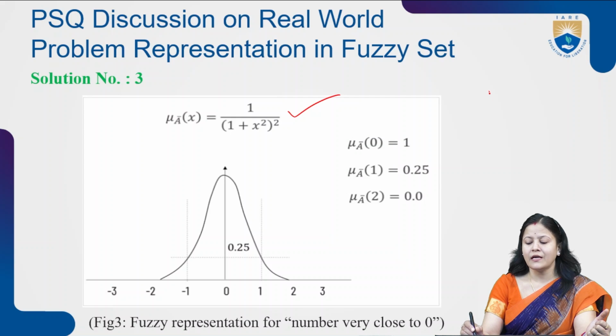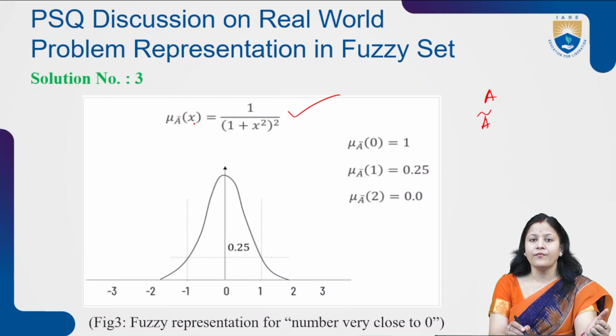If A is the set, then the fuzzy set would be A tilde. So mu of A tilde of x, for any value of x, the membership value would be 1 by (1 plus x square) whole square. Now you see the graph here. 0 is the middle point. The X-axis represents the crisp values. To the right side of 0, 1, 2, 3 is given, and on the left side 0, minus 1, minus 2, minus 3 is given.